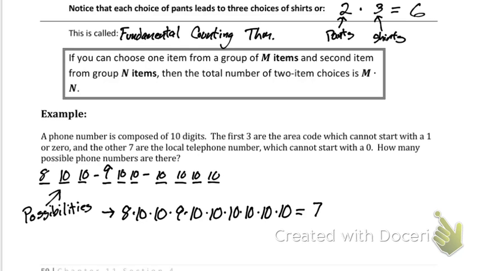720 million. I believe it's 7 billion. Oh, 720 billion. Or 7,200 million. Yeah, it should be 7 billion 200 million.